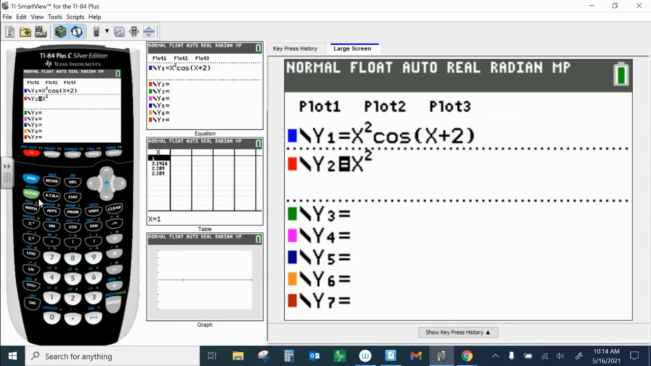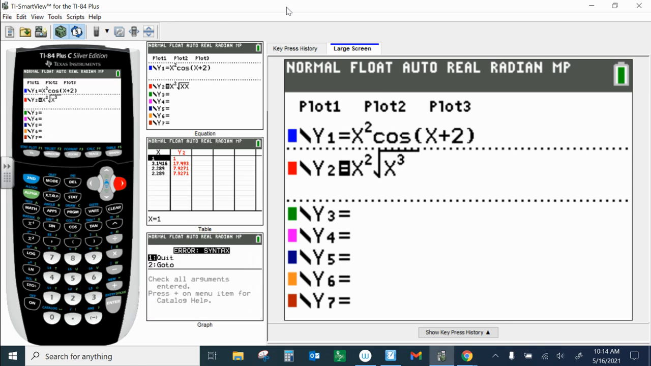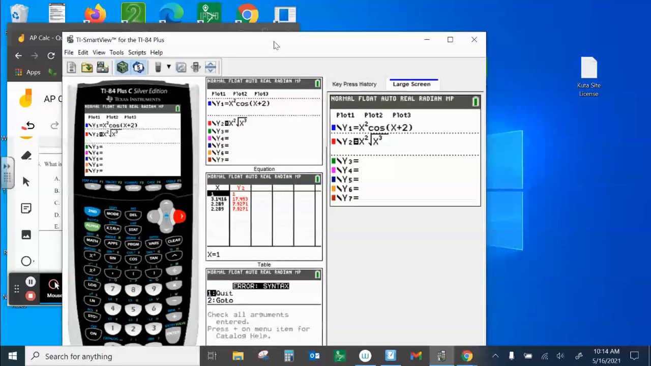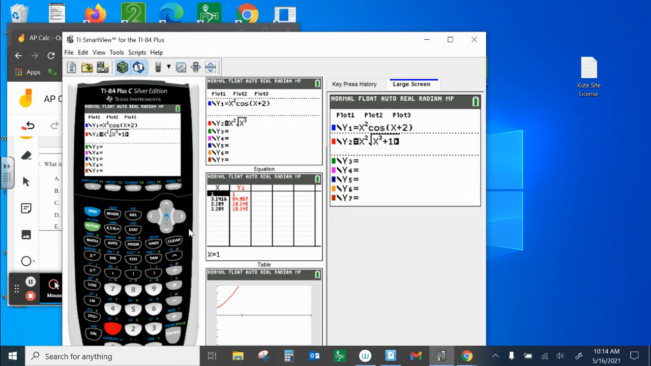So it's the square root, which I can just do second square root of x cubed. I have too many x's. Delete that. So x cubed, and then make sure we get out of that, and plus 1. Okay, so I'm still under the radical. Perfect. So I just did all this.